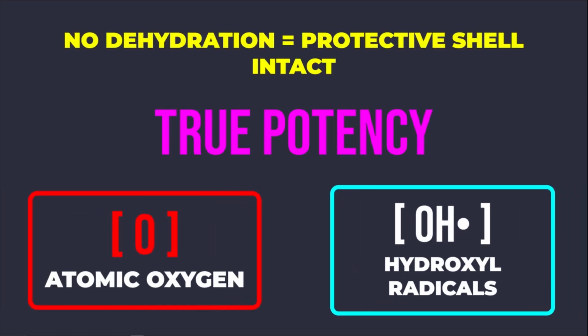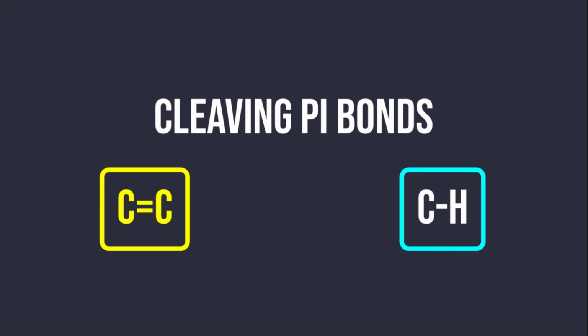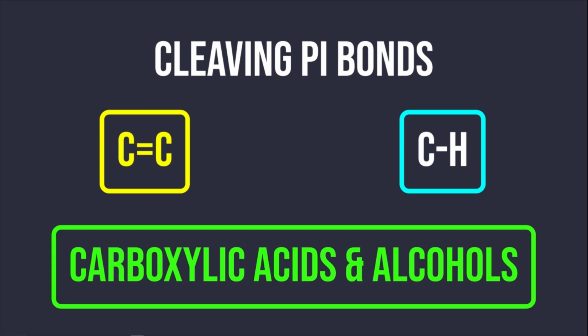The true potency of the solution stems from the transient existence of atomic oxygen and hydroxyl radicals. As peroxymonosulfuric acid decomposes, it releases a single oxygen atom that is far more reactive than the diatomic oxygen found in the atmosphere. This atomic oxygen is an exceptional electrophile that can insert itself directly into carbon-hydrogen bonds or add across pi bonds in aromatic rings. This process fragments the organic molecules into smaller, more soluble oxygenated species, like carboxylic acids and alcohols.